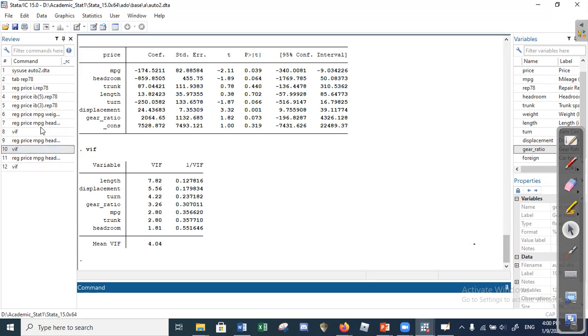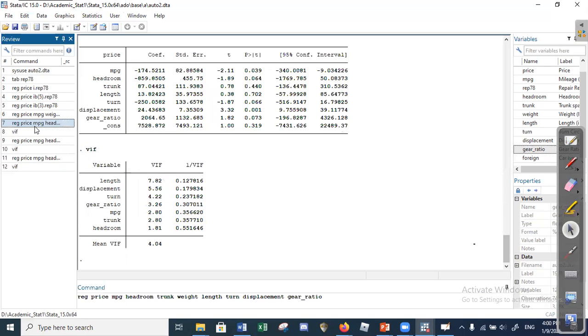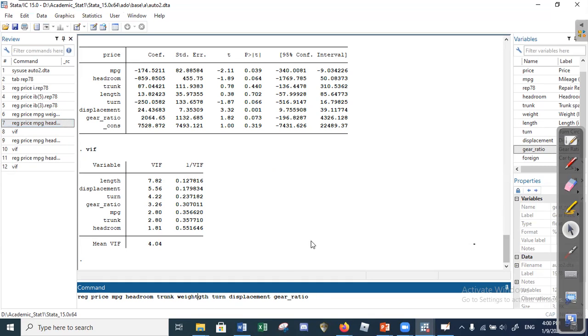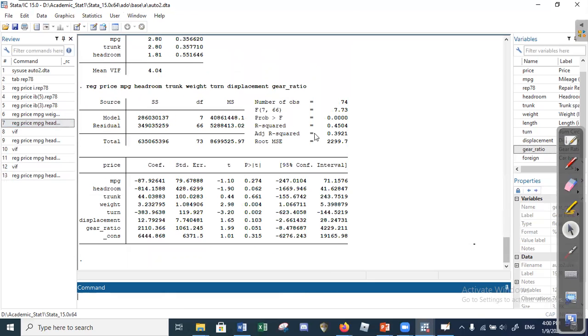And then, interestingly, if I drop length and keep weight, you see, if I drop length and weight is kept in the model, so that I get a model with weight but not length, now check the VIF.